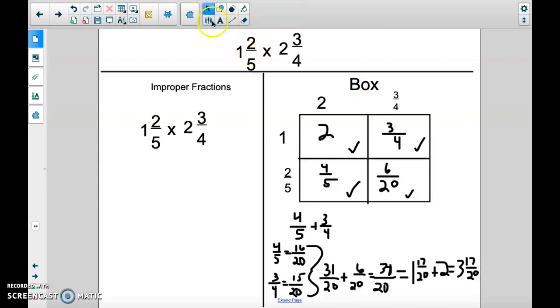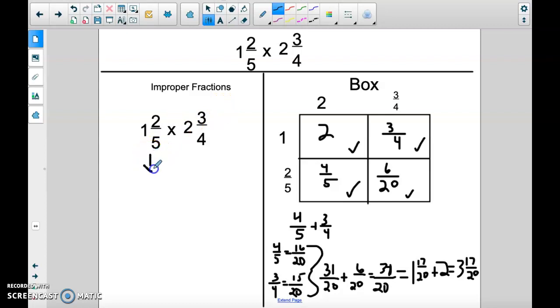Now I want to go through an improper fraction strategy. Yesterday and Monday, when we worked with this, there was only one number we had to turn into an improper fraction, right? Well, today there's two. It's not that big of a deal, okay?